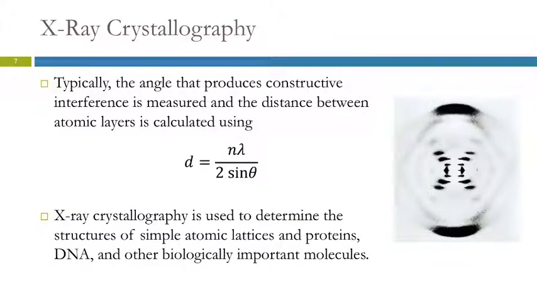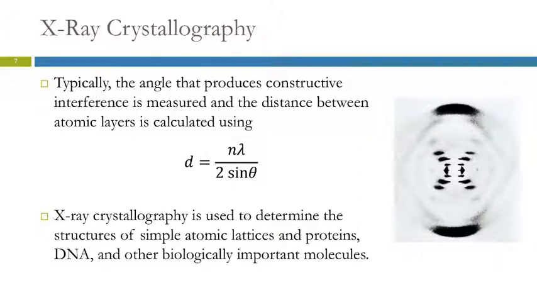So what they usually do is they measure the angle that gives constructive interference. So they get theta, the angle. You know the wavelength of the radiation, and n is an integer. So you can calculate the distance between the atomic layers. And this is one way you can find the radius of the atoms in that crystal. This is a sort of image that comes out of X-ray crystallography.